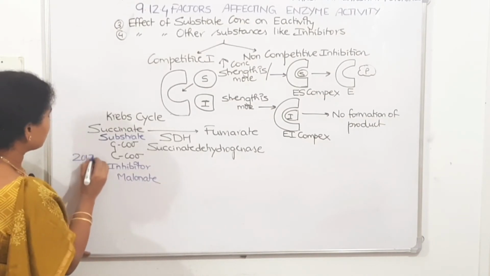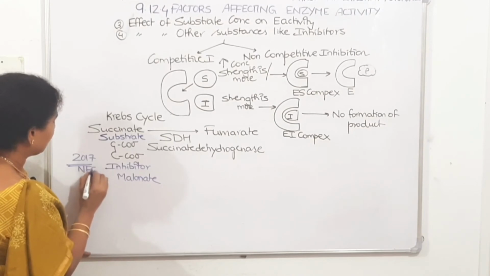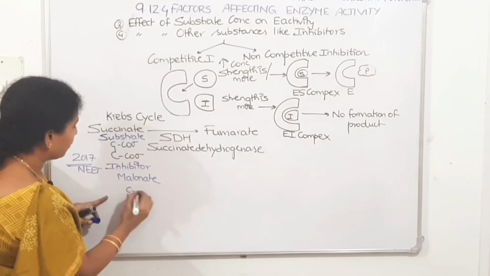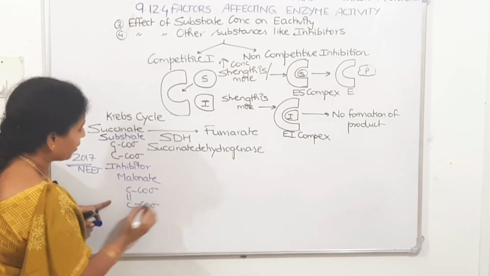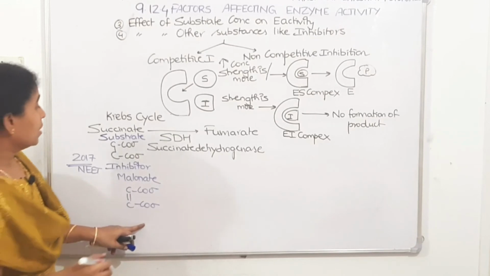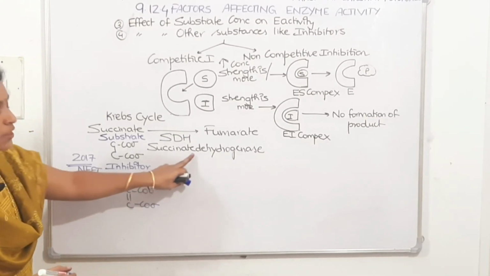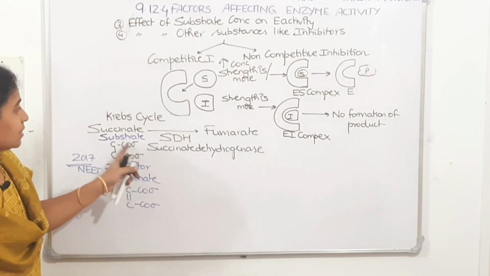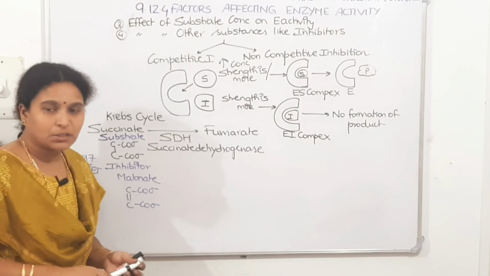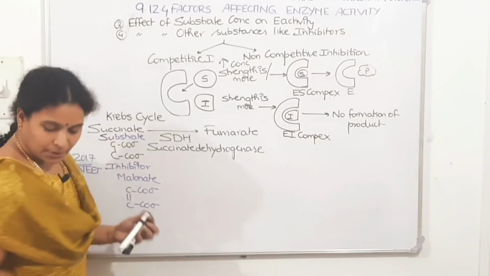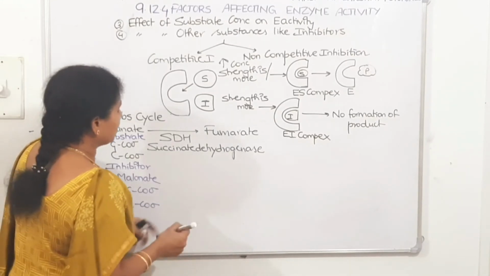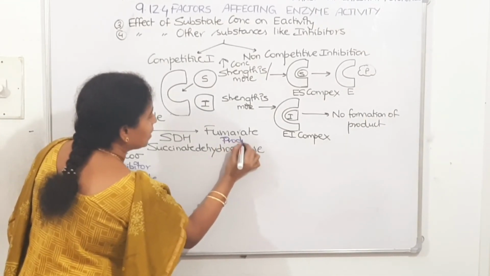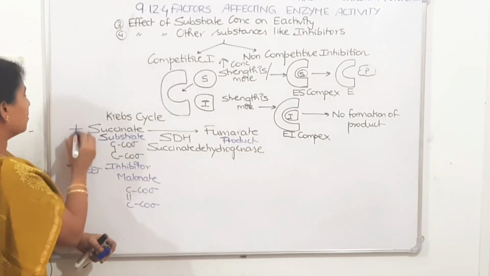This point appeared in the 2017 NEET examination. So the inhibitor is malonate, and malonate also is a 4-carbon compound having 2 carboxylic groups, meaning the functional groups are the same. So malonate also competes to bind to succinate dehydrogenase. Succinate also competes to bind to it. If succinate binds, fumarate is formed. If malonate binds, fumarate is not formed. So who is the substrate, who is the product, and who is the inhibitor, they will ask. Fumarate is the product. This is one classical example for competitive inhibition.